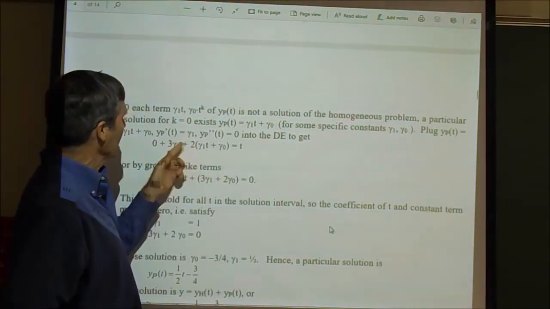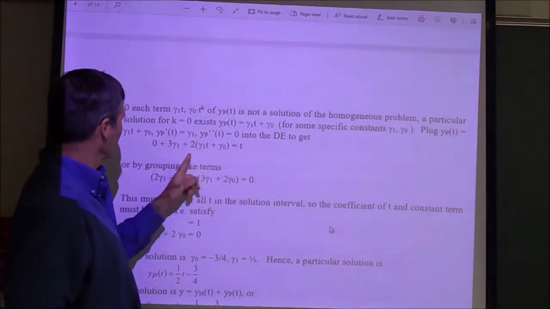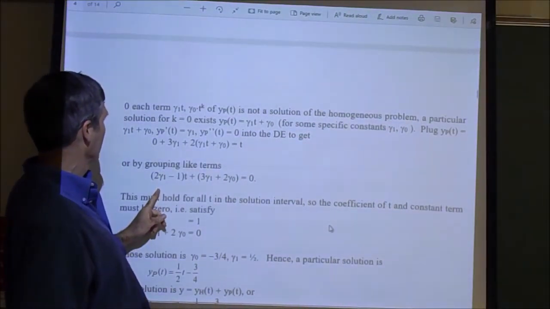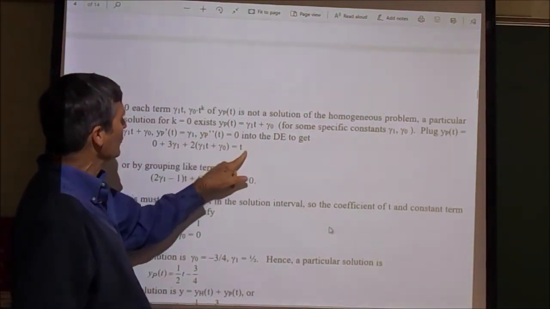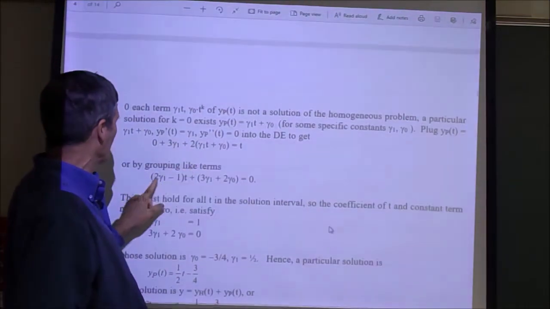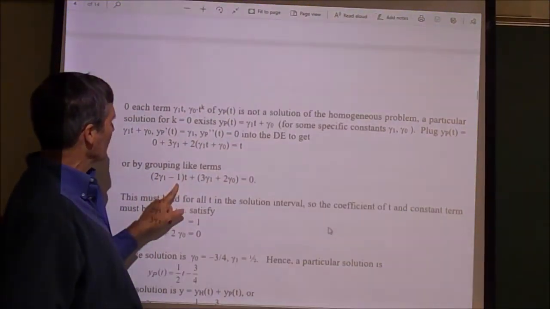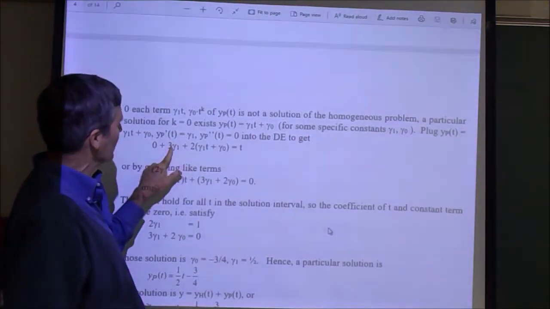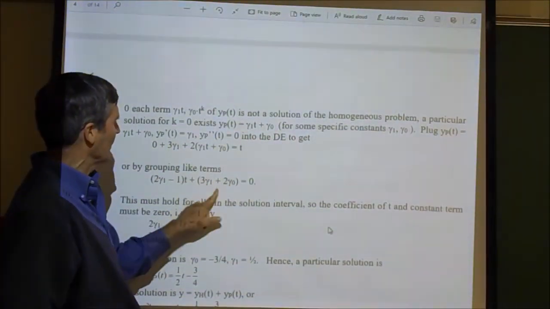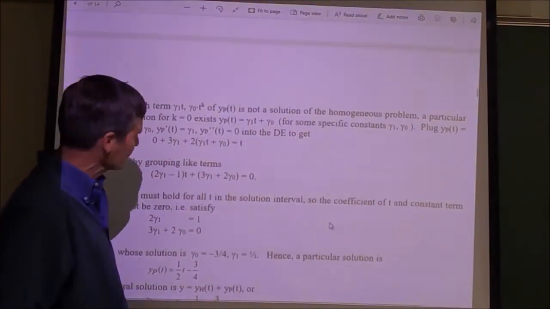You group like terms. You've got one term in t on the left, and this one on the right, and so you subtract t over, and you've got 2 gamma 1 t minus 1 t. Those are all the terms with t. Then you group all the constant terms: 3 gamma 1 plus 2 gamma 0 over here. All that has to equal 0.